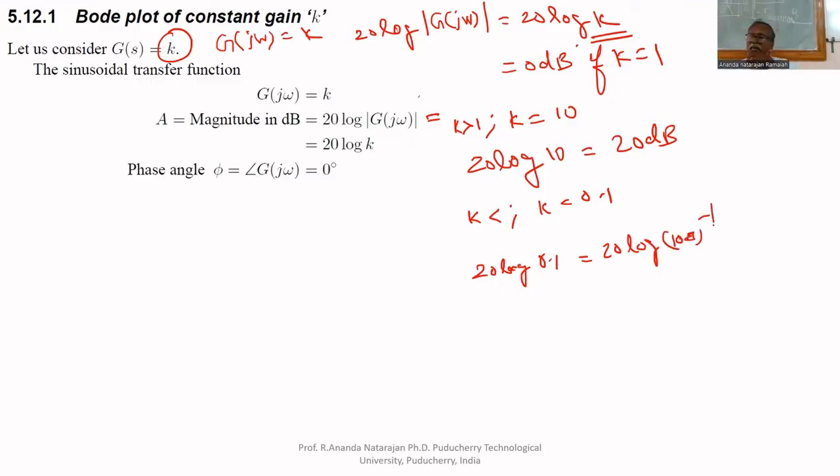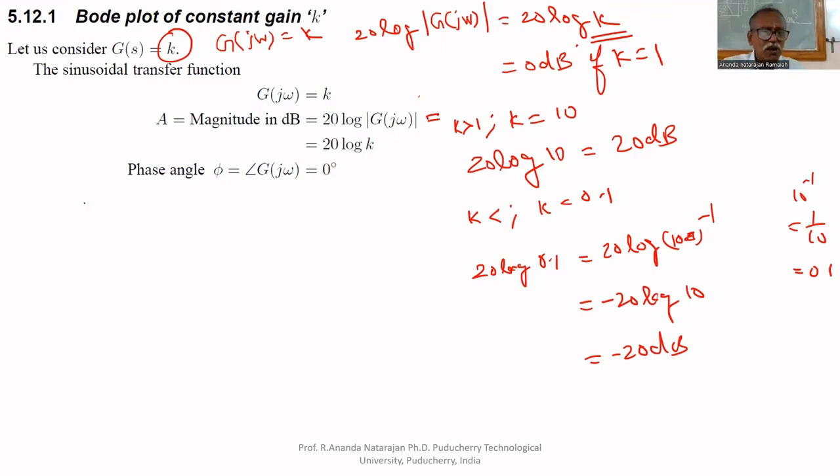that is 20 log of 10 to the power minus 1. 10 to the power minus 1 is nothing but 1 by 10, that is 0.1. So if you write like that, you will get minus 20 log 10, that is equal to minus 20 dB. If k is 0.1, you will get minus 20 dB. If k is greater than 1, let's say 10, you will get 20 dB. If k equal to 1, you will get 0 dB.